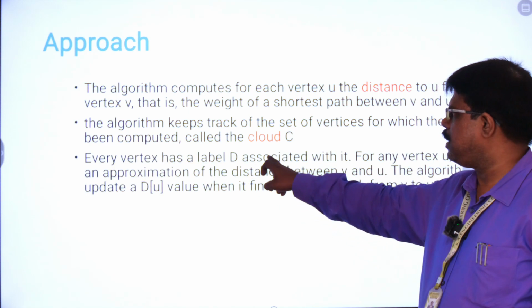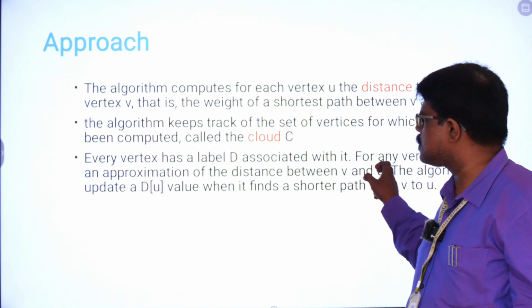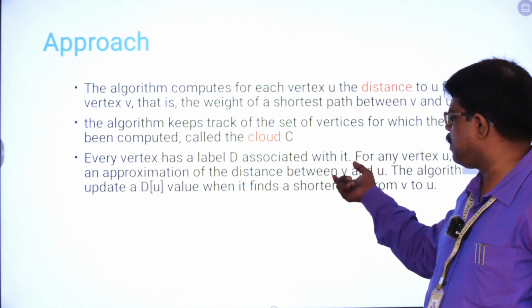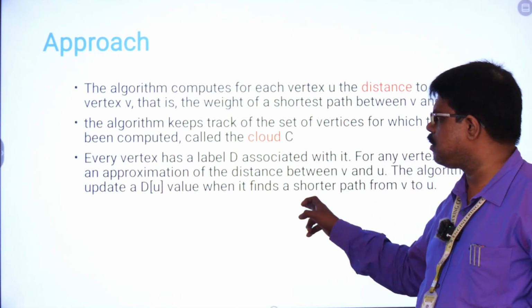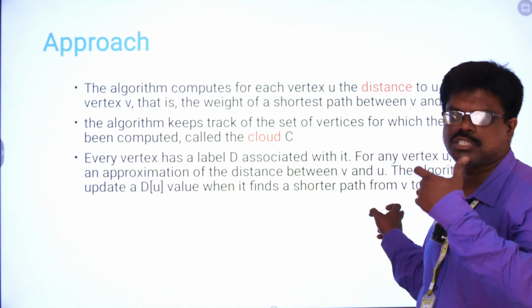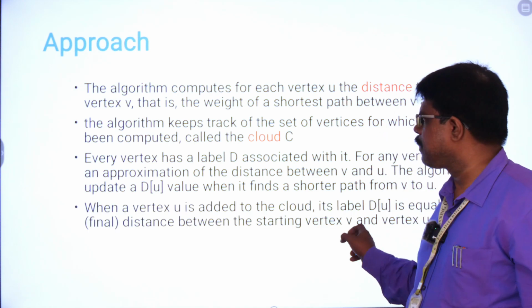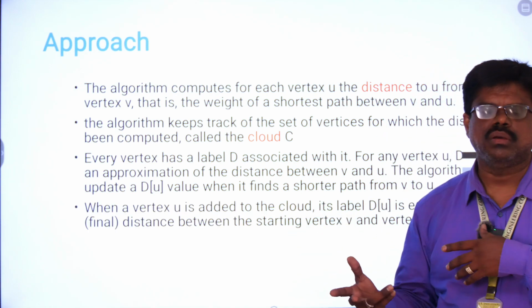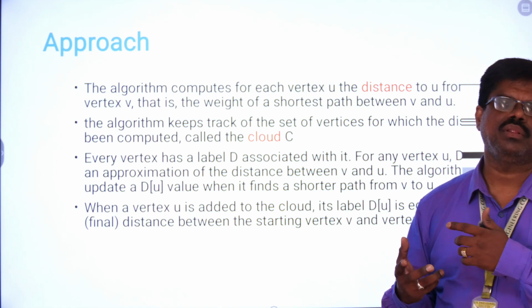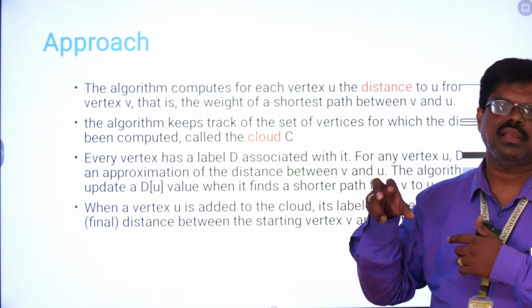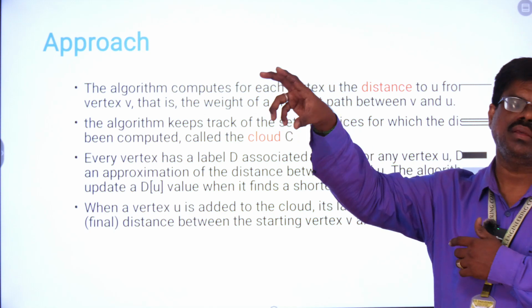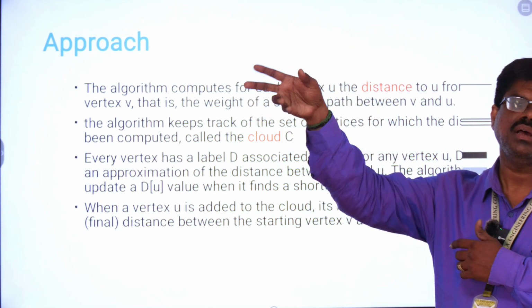Each vertex has a label D associated with it, the approximation of the distance between the source and the vertex U. The algorithm also computes D of U, which finds the shortest path. When a vertex is added to the cloud, you can use this cloud to find out the distance. So everything will be stored in the cloud, and you can use that cloud to find out the distance.